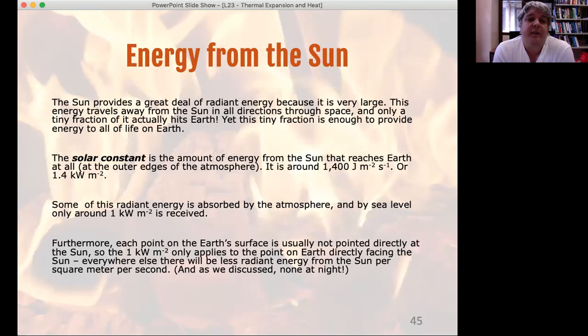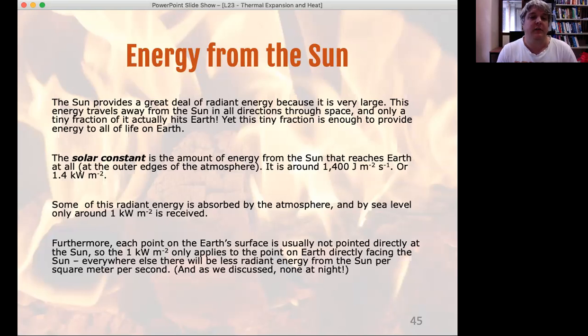The sun provides a lot of energy because it's very large. It travels away from the sun in all directions through space. I'm just looking at the slide and I'm realizing the text is very small, so I apologize for that. But anyway, the energy from the sun travels through all of space in all directions at once. I mentioned this already. It's going in all directions and the Earth is really tiny and we're far off, and we absorb a tiny fraction of that.